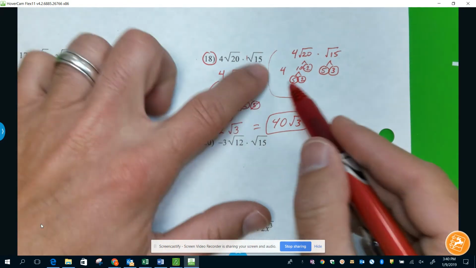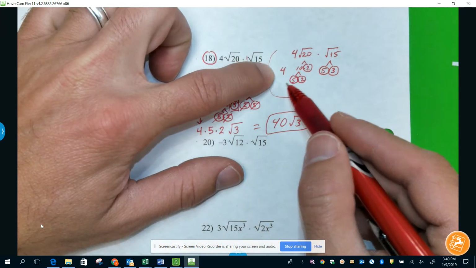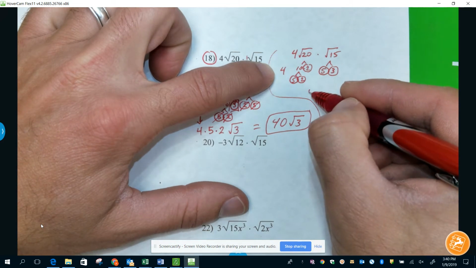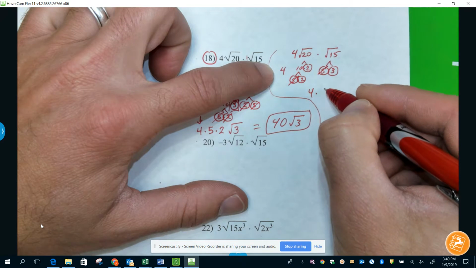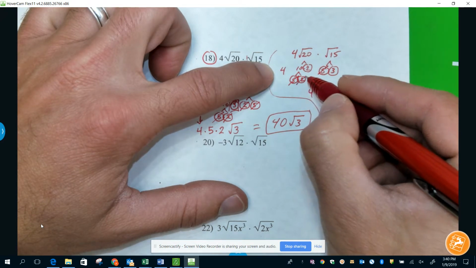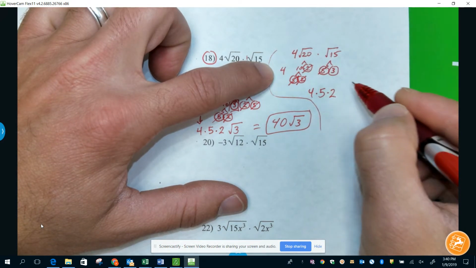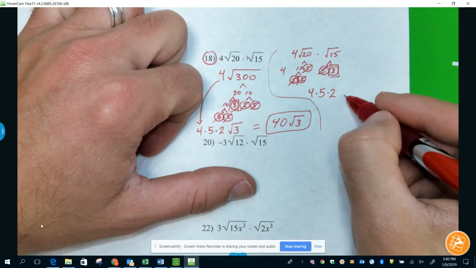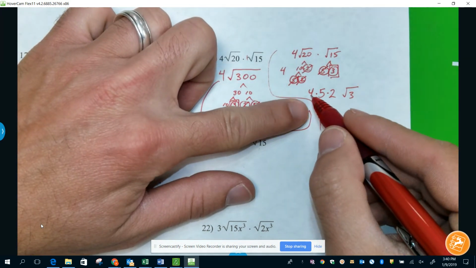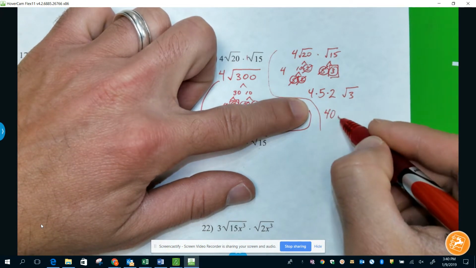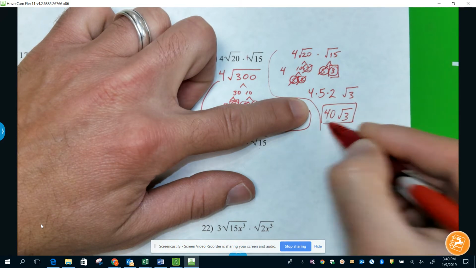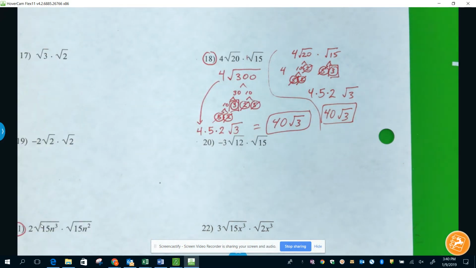So now we've got a 4 on the outside, and I look for any pairs out of all these to join with it. I've got a 5 and a 5, a pair of 5s that get to team up and join it. And I've got a pair of 2s that get to team up and join it. And the only single number that doesn't have a pair is the 3. So again, 4 times 5 is 20, times 2 is 40, square root of 3. Same answer. Two different ways we can go about doing that. Whichever way you feel is easiest for you is fine.